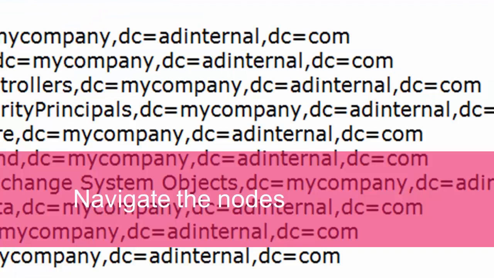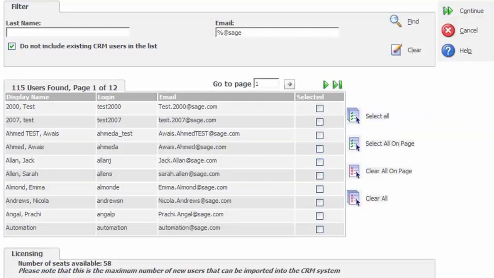Once the connection is made, you can then navigate through the nodes of the directory tree to find the user list you want to import. You can search for users making use of the % symbol as the wildcard. Any values that you enter are considered to be start with searches, so the wildcard is automatically applied.